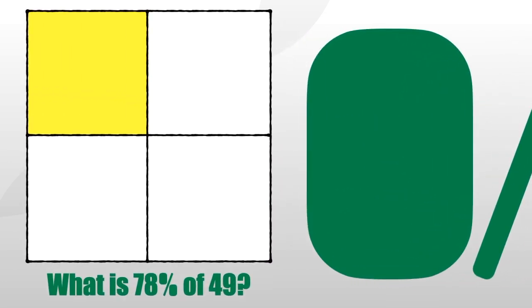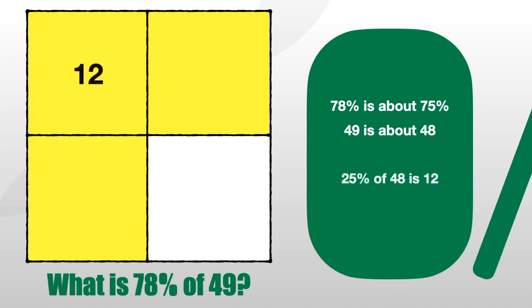Note that 78% is about 75%, or 3/4. 49 does not lend itself to being divided into quarters, but 48 certainly does. 25% of 48 is 12. So 75% is 3 times 12, or 36.